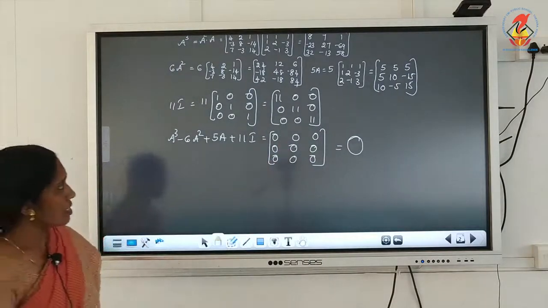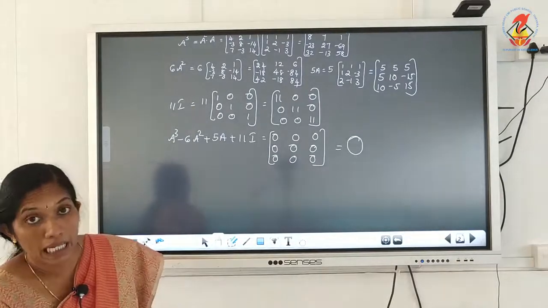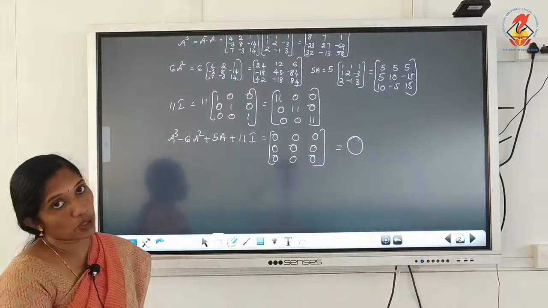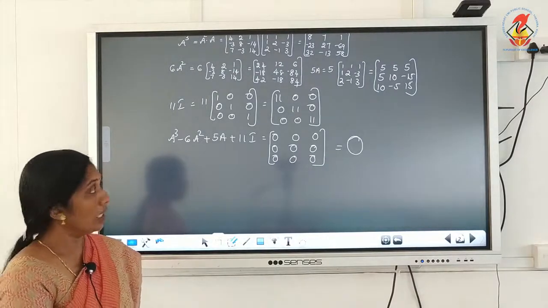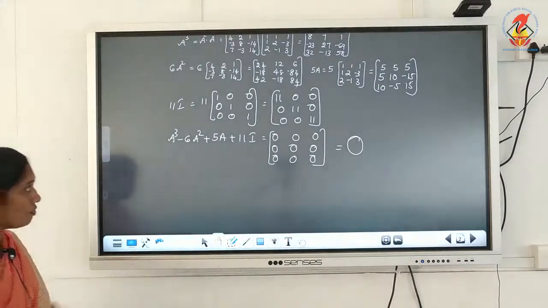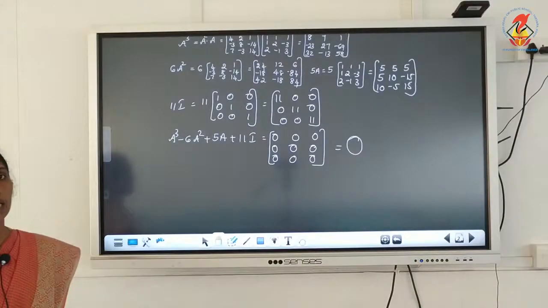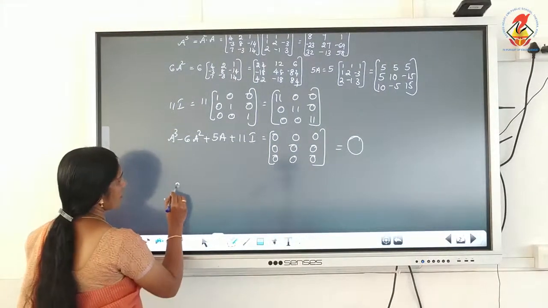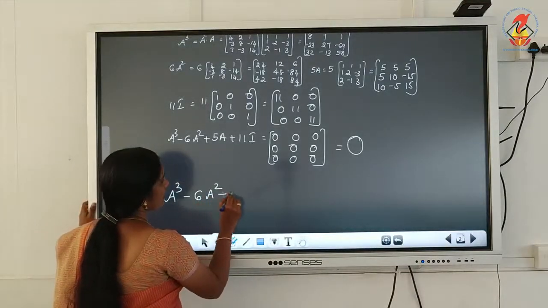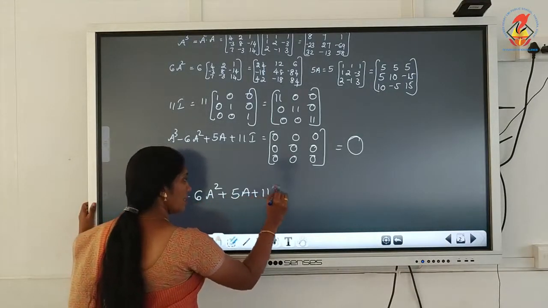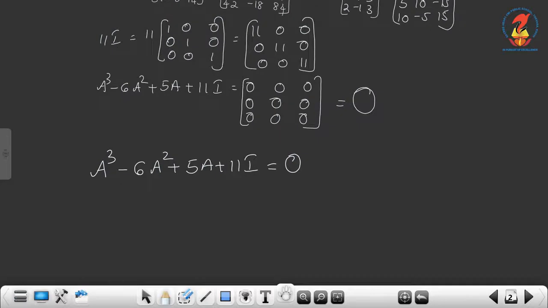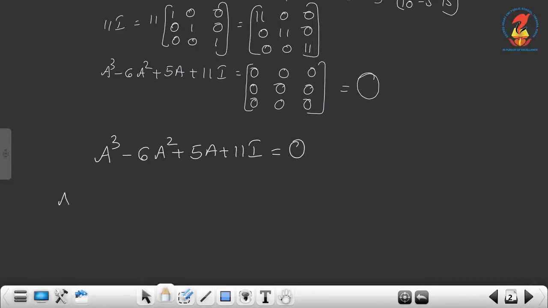In the last chapter we studied how to find inverse by using elementary transformation, and in the last section of this chapter, A inverse is equal to adjoint of A by determinant A, that also we learned. Now this is another method. If one equation is given, from that we can find the inverse of this matrix. So how to find inverse? The equation is A cube minus 6A square plus 5A plus 11I is equal to 0. Pre-multiplying this equation by A inverse, both sides you have to multiply by A inverse.